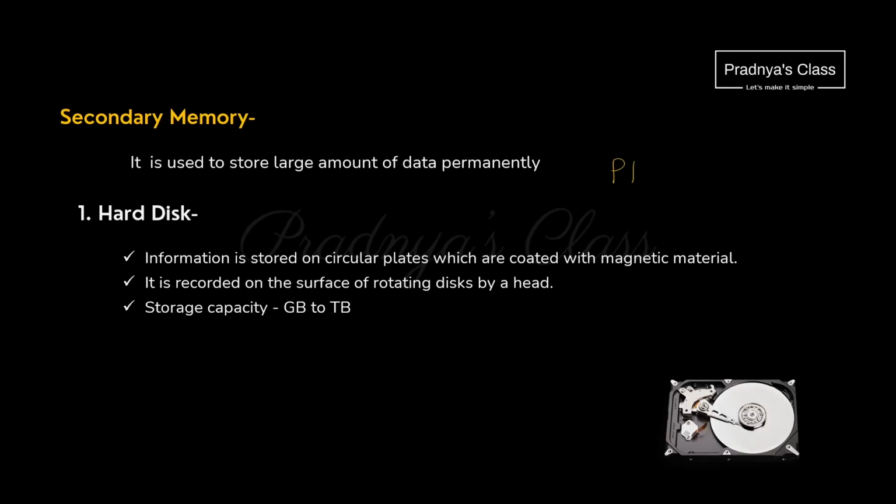We understood that primary memory holds data temporarily. But what if we want to store a large amount of data, that too permanently? Then we will go ahead with secondary storage. It is also called secondary memory. The important one is the hard disk. Hard disk looks like this. The storage capacity will keep on increasing day by day. It is generally used to take backup.